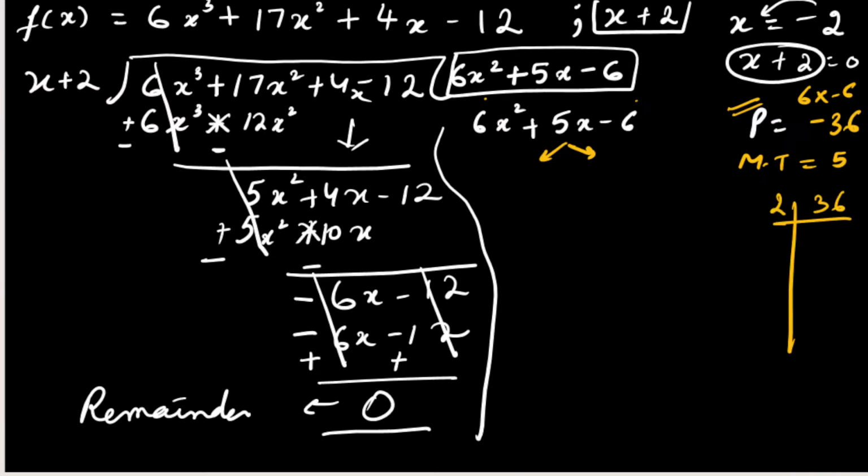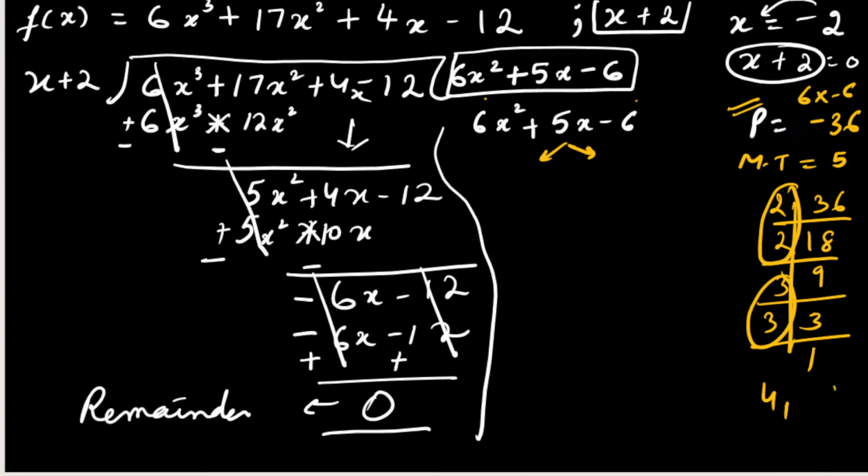So 36: 2 into 18, 2 into 9, 3 into 3, 3 into 1. From here you can choose the numbers. So we need 5. See, here if I pair 2, 2 and 3, 3, what will I get? I'll get 4 and 9.